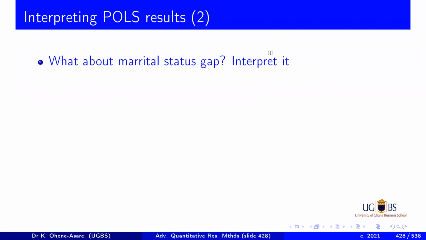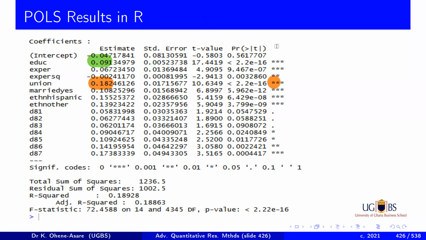Okay, let's go to the marital gap. Someone will say, what about the marital gap? The marital gap has to do with marriage, yes or no? How would you interpret the marital gap? You can try that for us. Who can interpret that marital gap, remembering whether it's static or dynamic, and then completing it with the significance level? This is where I need you to be part of what is happening.